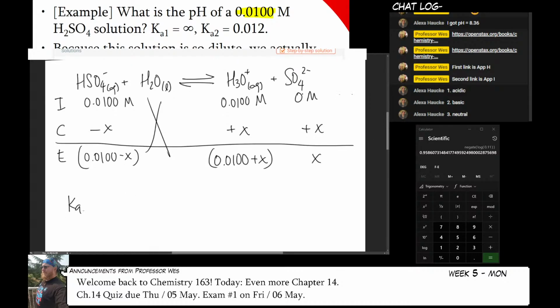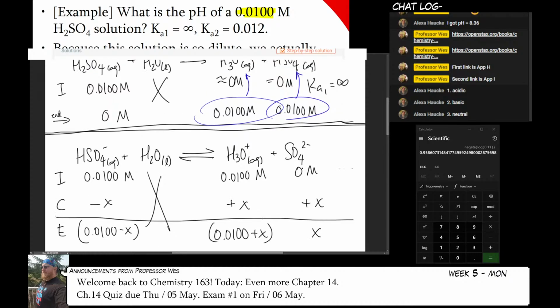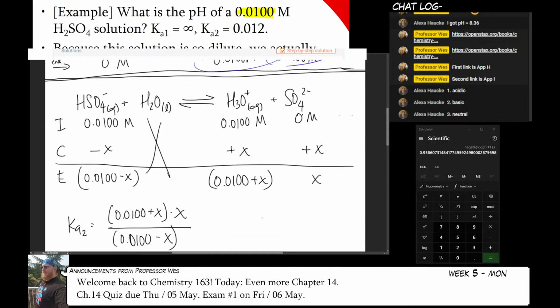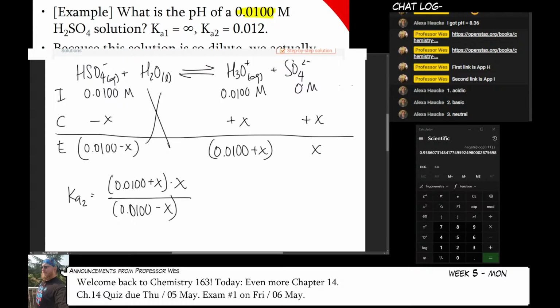All right, so Ka2 equals that times that over that. And if I do the x is small approach again, I'm going to get... What was my Ka2? I erased it. Ka2 is 0.012. I would actually cross these out and then cross these out. I get x equals Ka2, which is bigger than these numbers, and that's impossible. So obviously that's not going to work.